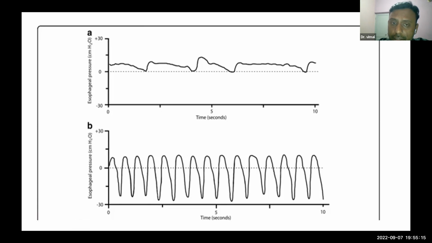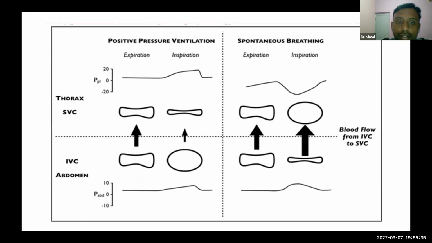In a normal, healthy individual, the fluctuation in intra-abdominal pressure is close to 4 to 5 centimeters of water during normal breathing. But in a case of severe ARDS, the fluctuations are close to 20 to 30 centimeters of water. With such high intra-abdominal pressure variations, this can lead to shunting of blood. In positive pressure ventilation, this shunting is predominant during expiration from IVC to SVC, and during spontaneous breathing, it is predominant during inspiration from the IVC to SVC.